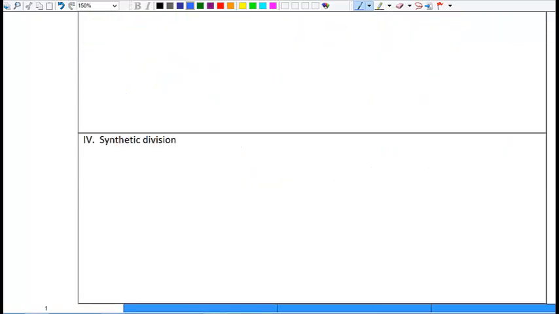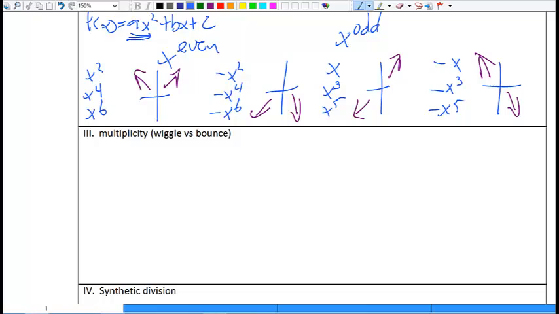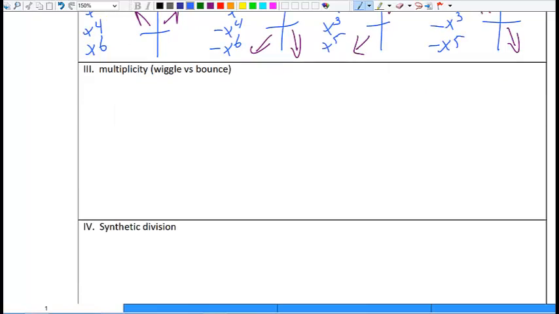So let me remind you of some definitions. You might not have encountered this. This is a term that I have encountered at one of the colleges I teach at, and I just have embraced it because I love the idea that functions wiggle or bounce based on the roots, or number of times it crosses the x-axis.